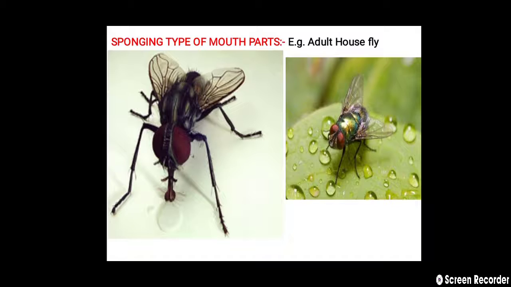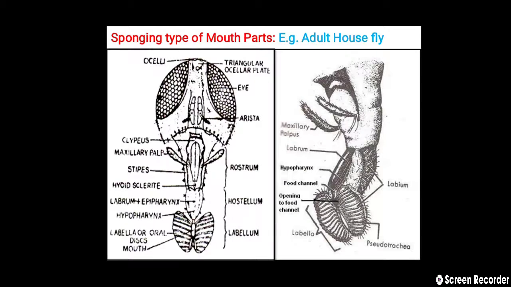Then next is the sponging type of mouth parts, which is mainly present in the adult housefly. So this is the diagrammatic representation of sponging type of mouth parts.